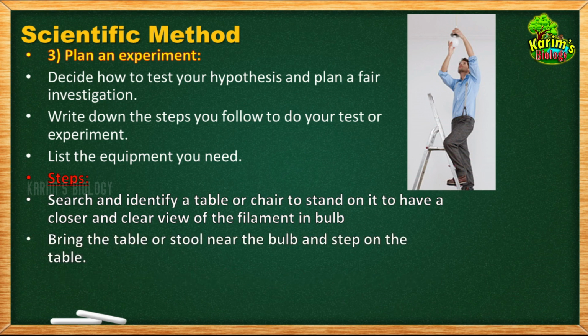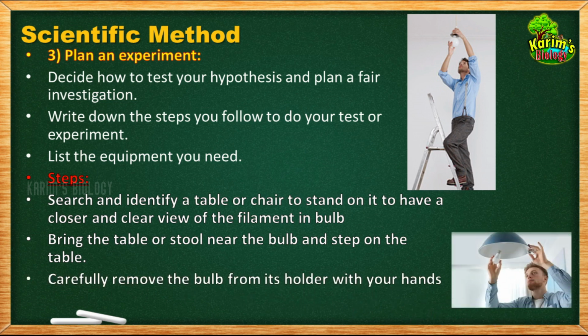And next he has to bring the table or stool nearer to the bulb and step on the table. After that, carefully he has to remove the bulb from its holder with his hands, and then he has to see the condition of the filament in the bulb. So this is the procedure or the steps that he has to perform.